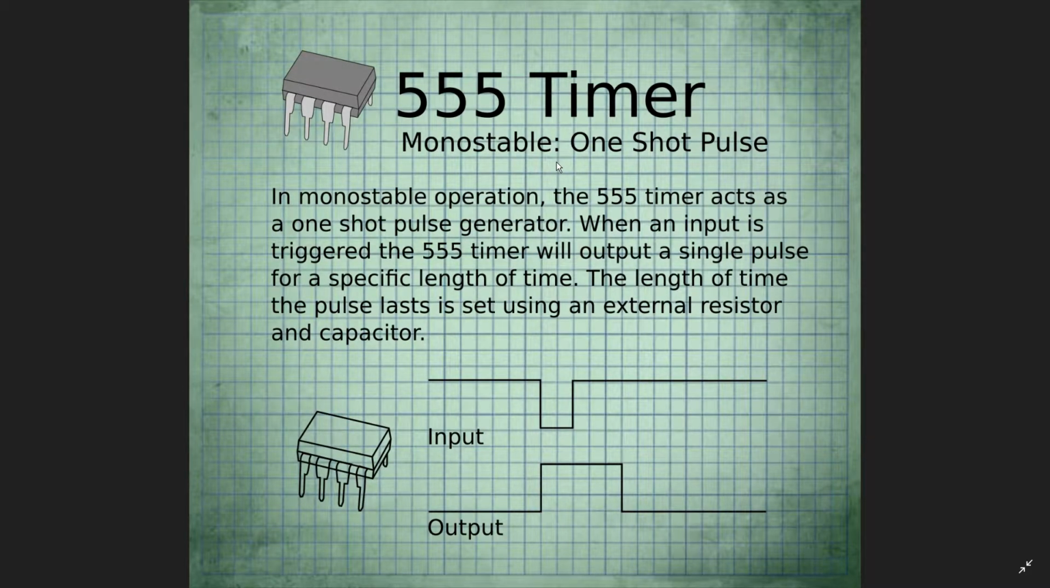Monostable mode is a one-shot pulse mode, and I've actually seen this a lot at work. Basically, when a certain input trigger signal changes, the monostable one-shot pulse generator will generate a pulse of a defined width when it sees that change. And this is handy for things like button debounce, or if you want an output to come on for a while after an input is given to you. And the length of time that this pulse operates for, you can set using an external resistor and a capacitor.